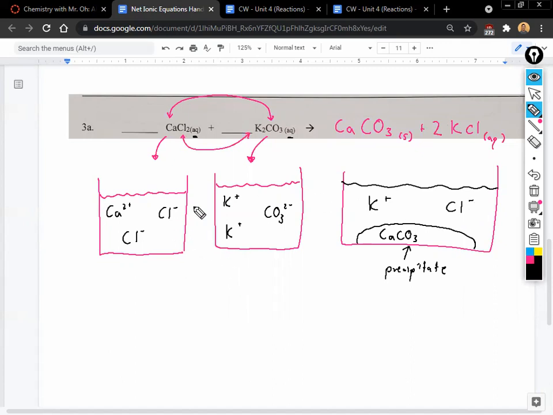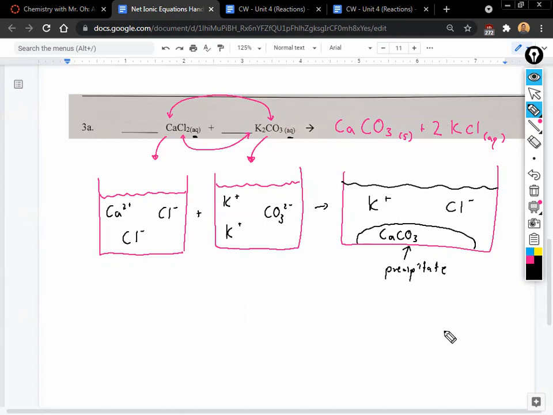Okay, so this is basically what happens. You mix these 2 aqueous solutions together, and what's going to happen is the calcium carbonate is going to form a solid on the bottom, but the potassium and the chlorine are going to stay floating around as ions inside of the solution.